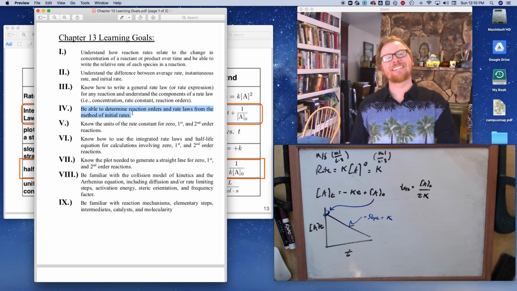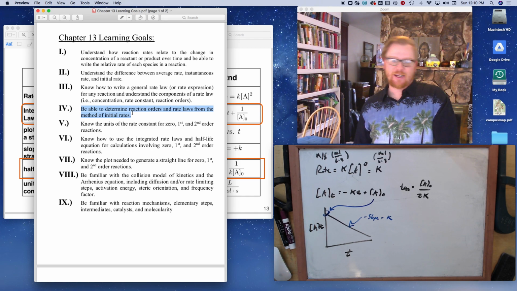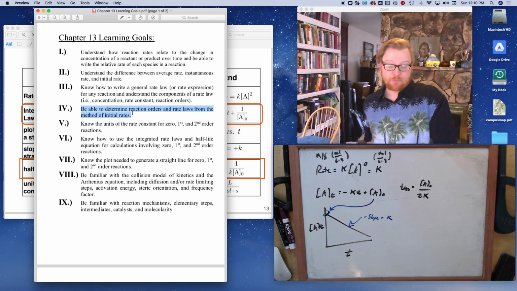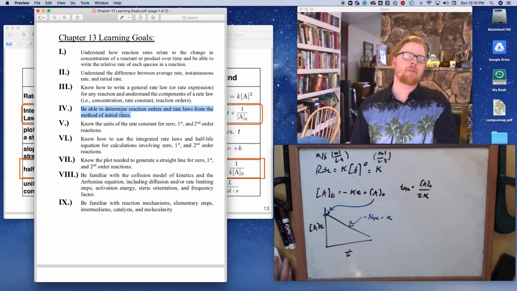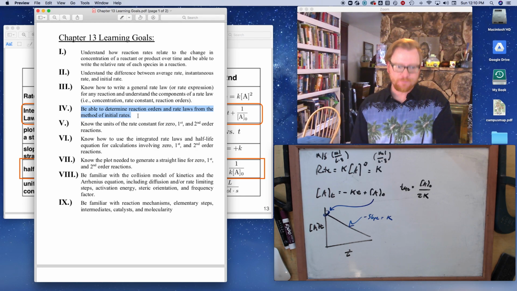I have not released your virtual lab for kinetics yet. You are going to do a virtual lab, and that's exactly what you're going to do in that lab, this method of initial rates. So you really want to have that down when we start to do our virtual lab. Know the units of the rate constant for zero, first, and second order.